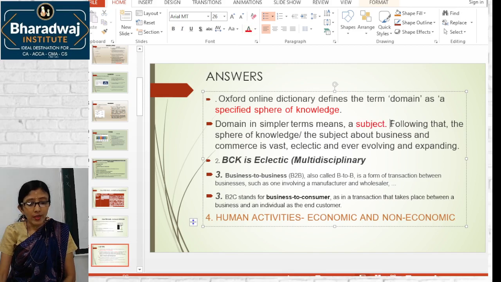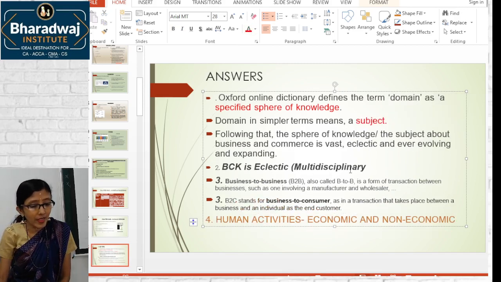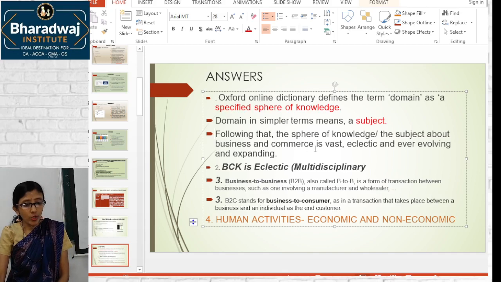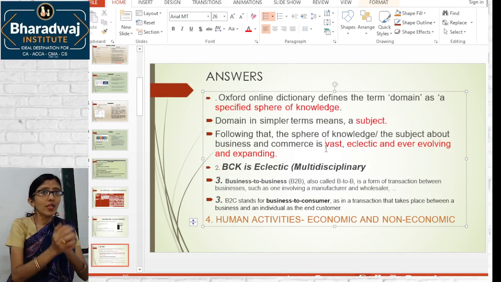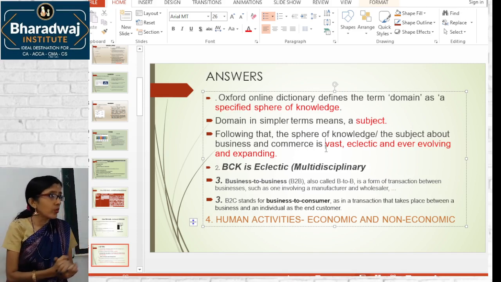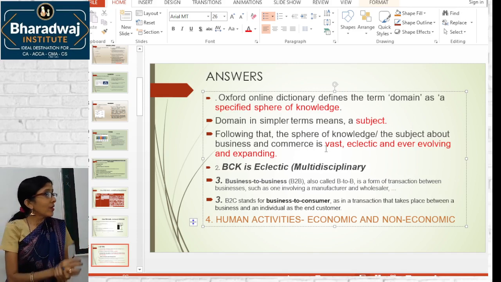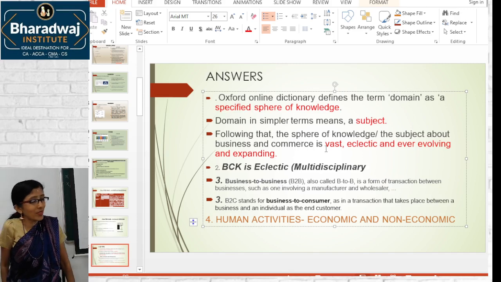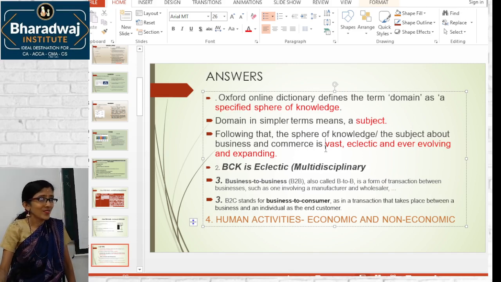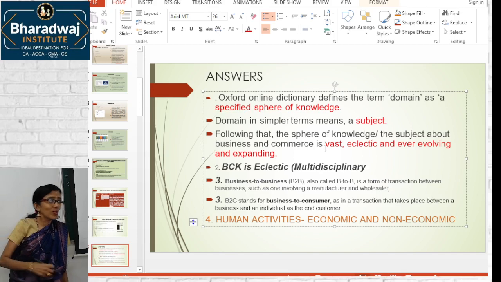Look at the term: meaning of the term eclectic is multidisciplinary. You may remember we saw features of BCK: it is vast, eclectic, ever evolving and expanding. You remember multidisciplinary. So BCK draws inputs from economics, management, accounting, science. That's where we did bears and bulls. What is the source discipline for bears and bulls?